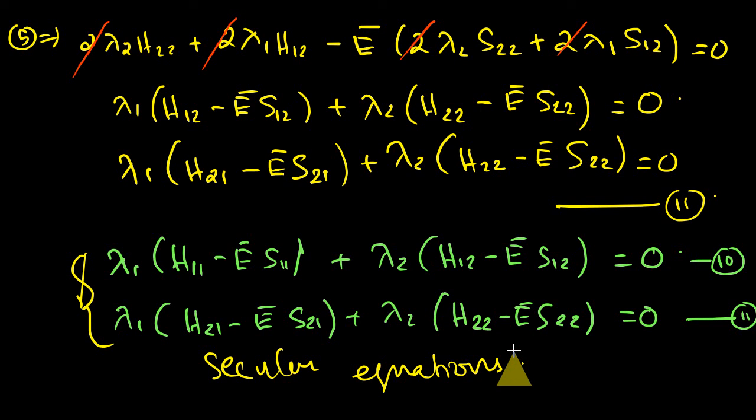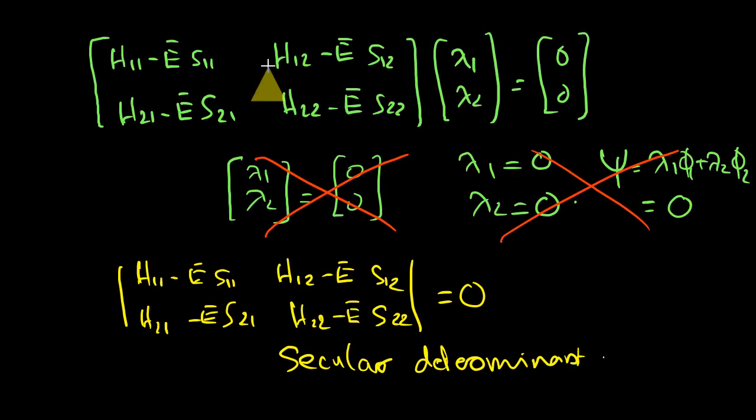So during the minimization step, with the trial wave function, we reached two secular equations, and in these secular equations, the secular determinant must be equal to 0. The determinant of the coefficients of lambda 1 and lambda 2 is called the secular determinant, and it must be equal to 0. So when we solve or evaluate this secular determinant, we will get two roots for the energy.